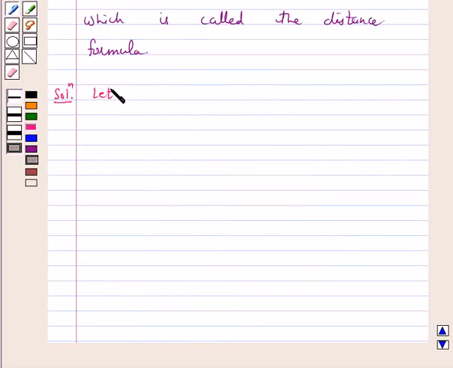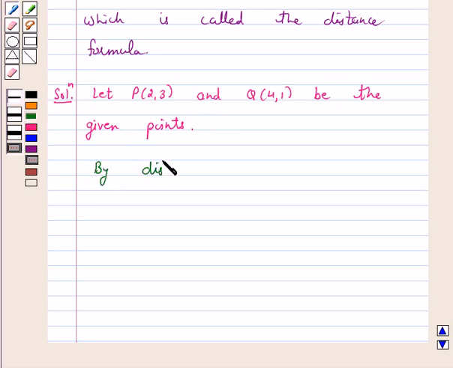Let P(2, 3) and Q(4, 1) be the given points. So now let us apply the distance formula. By the distance formula we have the distance PQ is equal to under root of (4 minus 2) square plus (1 minus 3) square.